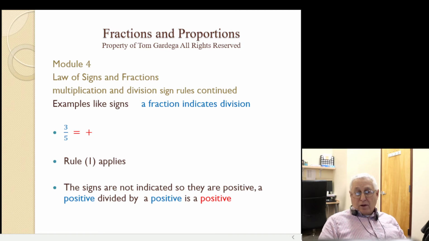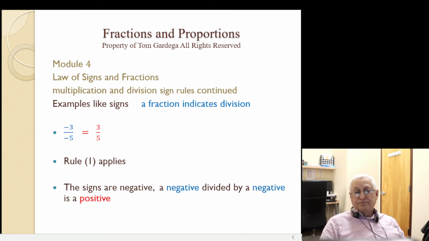Here we have a positive fraction, 3/5. Both of these are positive. The result must be positive because this indicates division. The signs are not indicated, so they are positive. If there was a sign indicated, there would be a minus sign, and then it would be a negative value. Positive divided by a positive is a positive.